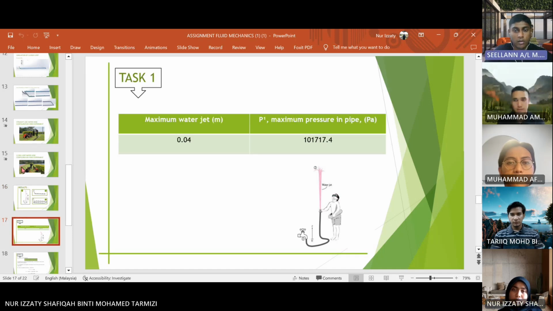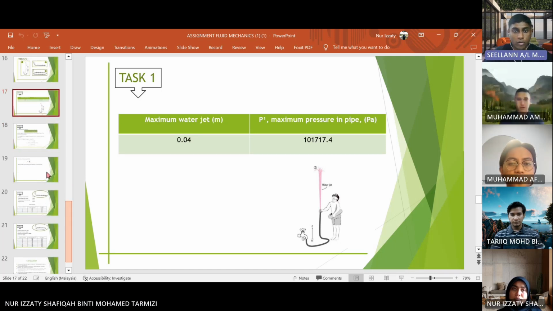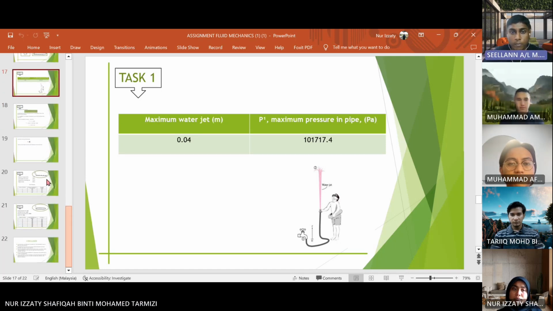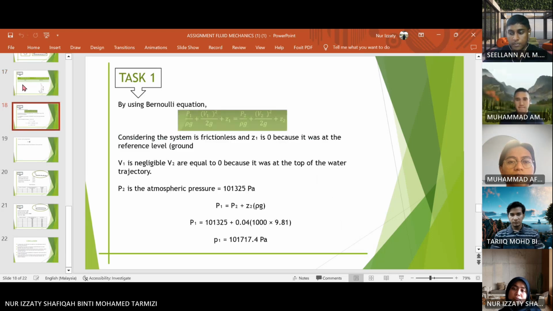For the task one, is about the water jet, which is the maximum water jet meter is 0.04, and the maximum pressure in pipe is 101,717.4. Next. Okay, next is about the water jet, how we get the pressure.